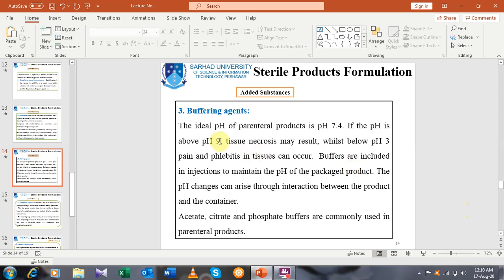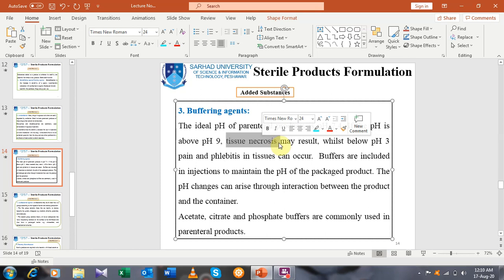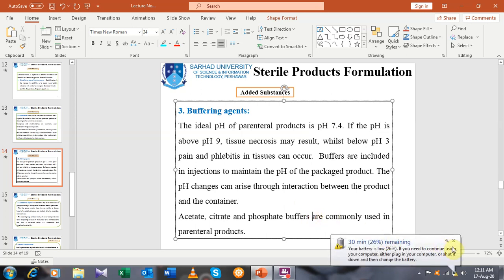So a pH above 9 is dangerous and a pH below 3 is dangerous. Above 9, tissue necrosis occurs, and below pH 3, pain and phlebitis of tissues occur. Buffers are included in injections to maintain the pH of the packaged product. The pH changes can arise from interaction between the product and the container, so it is necessary to add a buffering agent which maintains the pH of the formulation. Acetate, citrate, and phosphate buffers are commonly used in parenteral formulations.